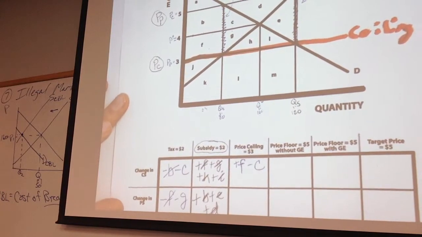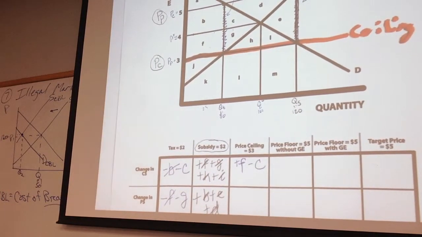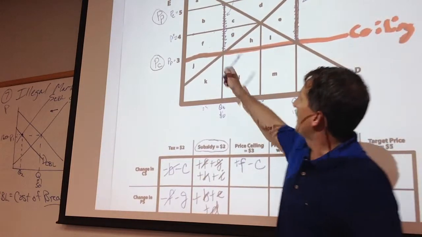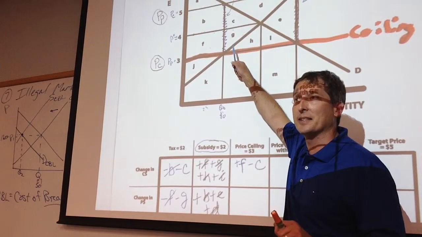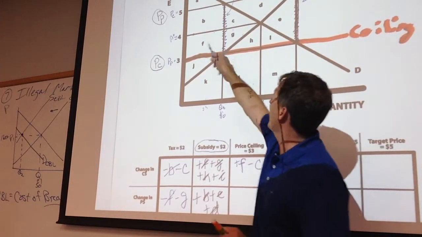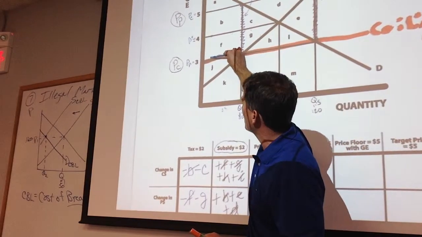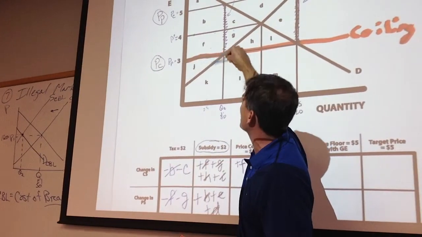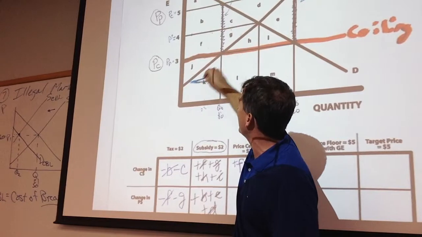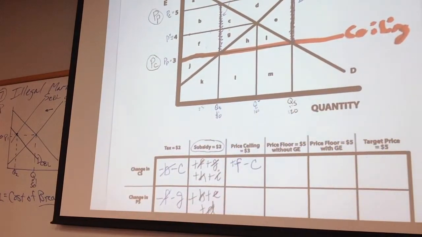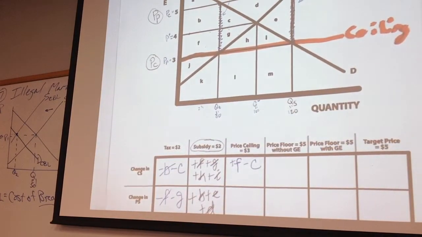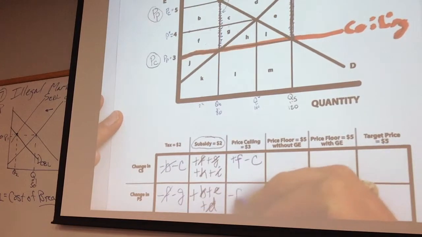How about them producers? Change in producer surplus. F and G, positive or minus? Minus, right? We had FGJ. Now they're only selling 80. The difference between what they actually get and the minimum amount, out to 80, leaves them with area J, which means they lost areas F and G. Minus F minus G.